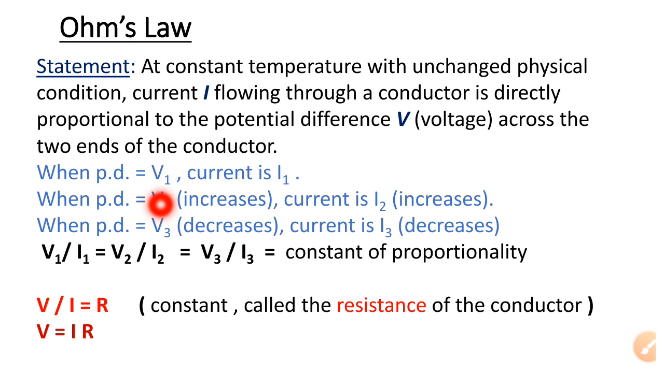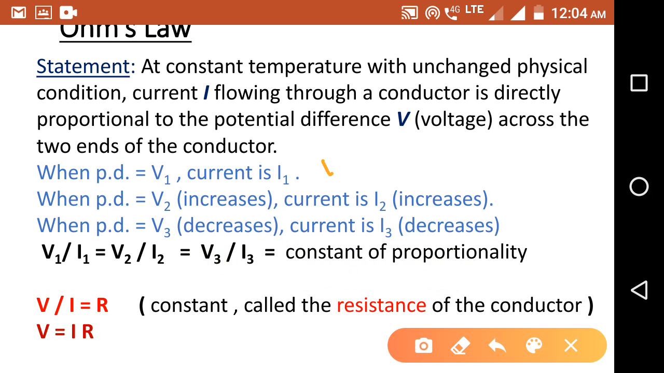So overall, the main thing is that it is found that whenever the voltage changes, the current also changes at the same rate. So we have the ratios: the ratio of V1 and I1 is equal to the ratio of V2 and I2, and this is equal to V3 divided by I3. So always we are getting a constant. This is called the constant of proportionality. So we say that V is directly proportional to I. Remember, this is not written here, but you can write V is directly proportional to I, correct?